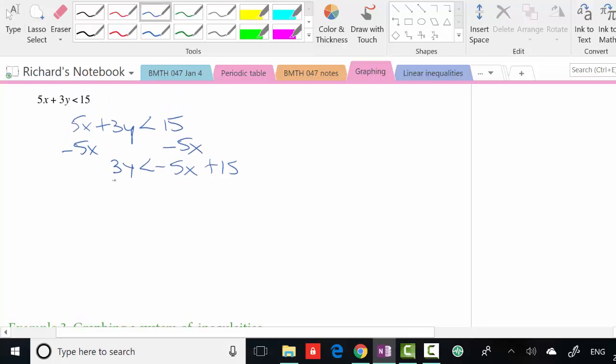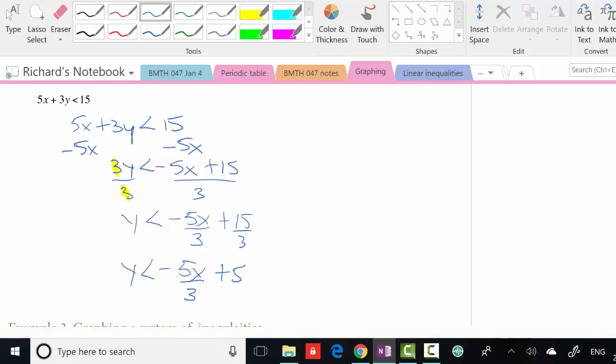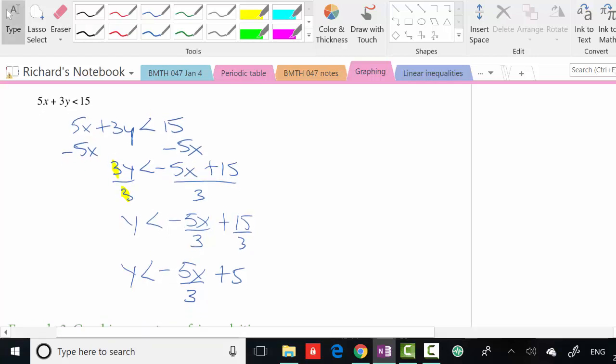Now what I need to do is isolate y. So divide both sides by 3. Anything divided by itself is a 1. So I have y is less than minus 5x over 3 plus 15 thirds, which reduces to y is less than minus 5x over 3 plus 5. All right, I'm going to make a table of ordered pairs and make a graph to determine the boundary line. So I will do my ordered pair table, just right here.